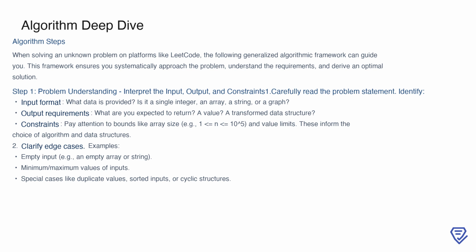Constraints are equally important, as they guide your choice of algorithm and data structures. For instance, an array size constraint like 1 <= n <= 10^5 suggests that you need an efficient solution, while value limits may indicate edge cases to consider. Speaking of edge cases, think about scenarios like empty inputs, minimum or maximum values, and special cases such as duplicate values, sorted sequences, or cyclic structures. These details are critical in ensuring your solution is robust and handles all possible situations the problem might present.